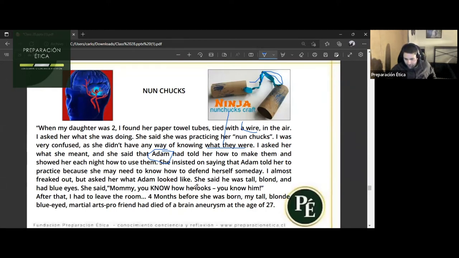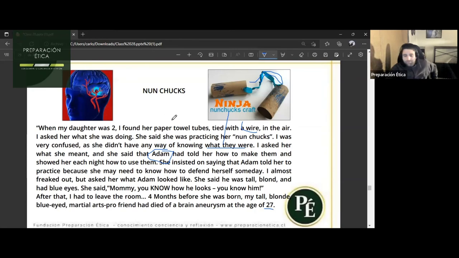4 months before she was born, 4 meses antes de que ella naciera, mi alto, rubio y de ojos azules, un pro de las artes marciales amigo, había muerto de un aneurisma, I think, aneurysm, at the age of 27. So this is a real story from Reddit, guys.